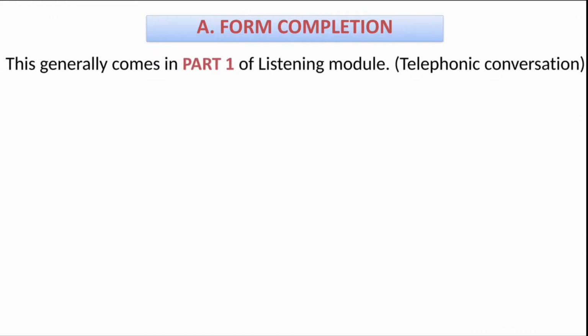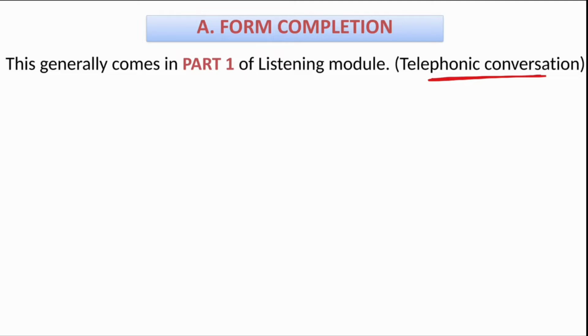So now we'll talk about the first category of completion question, that is form completion. I have already told you that this will come in part 1 of the listening module, where you will listen to a telephone conversation between two people. Maybe one person is filing a complaint about a lost item, and they have to complete a form with the details and name of the person who has lost a particular item.